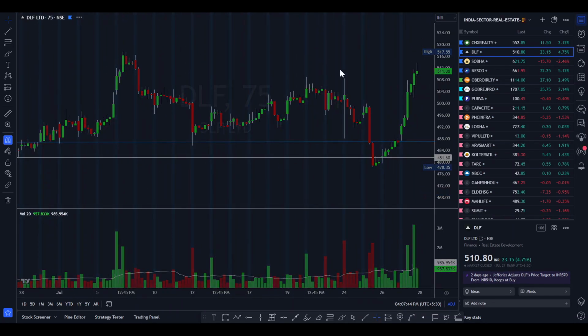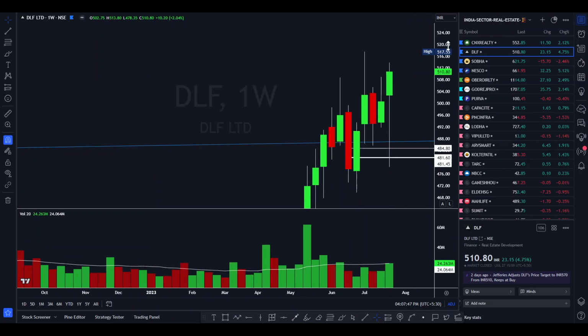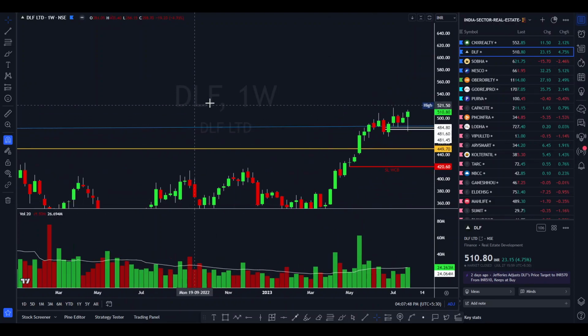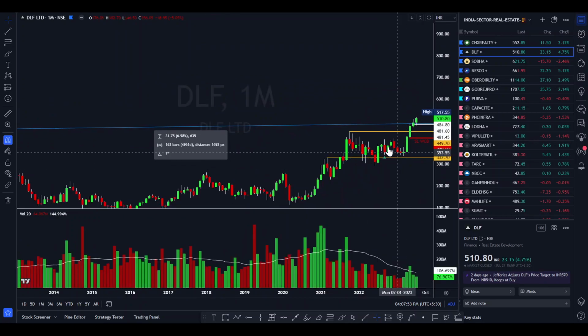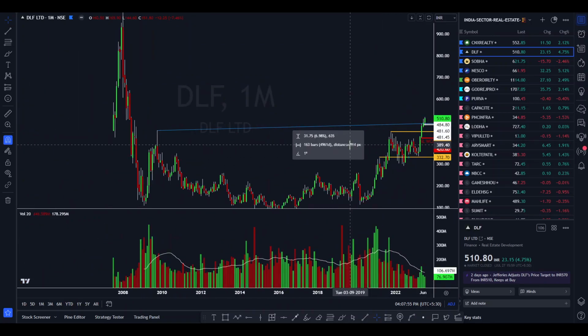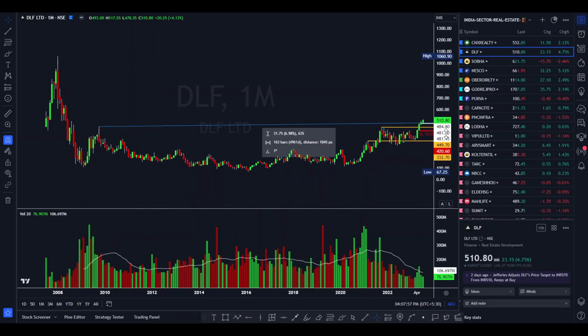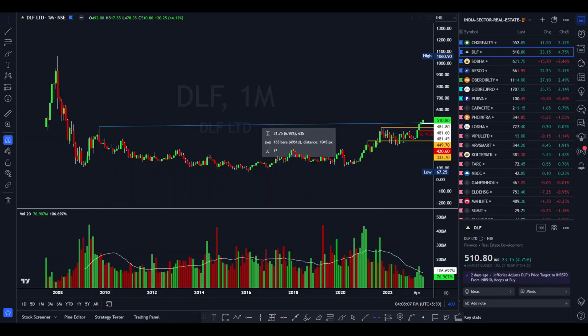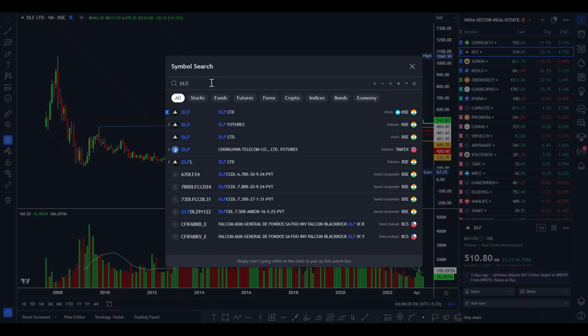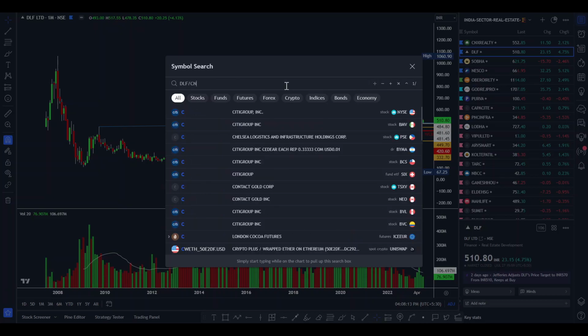Let's look at the weekly chart. And you can see DLF, and if I go to the monthly chart, and again, I have a position here, I'm building the position. DLF is leading the chart. And if you know how to do the ratio analysis, just go into this chart and divide by CNX Reality.